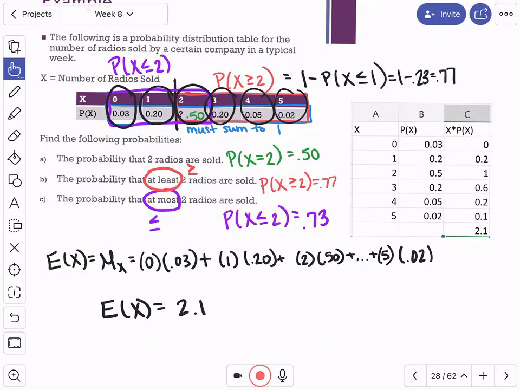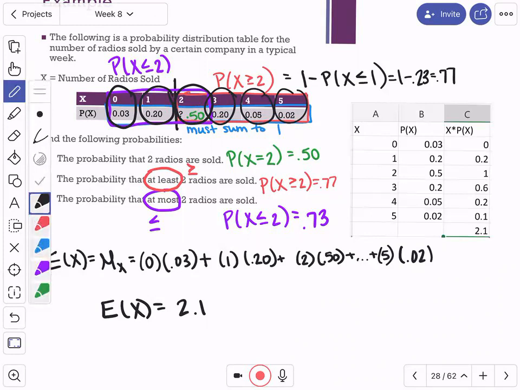Any questions on how to find the expected value, the average so far? The average is literally taking every X and multiplying it by its probability. And once you do all that, you add them all up. That's how we get that value of 2.1. You should write that. This is the sum.